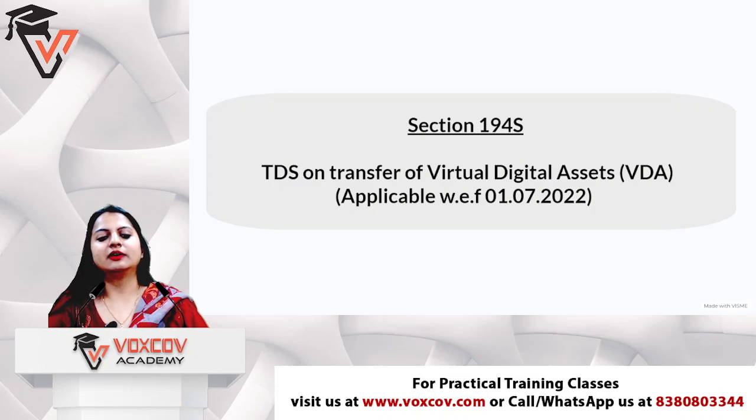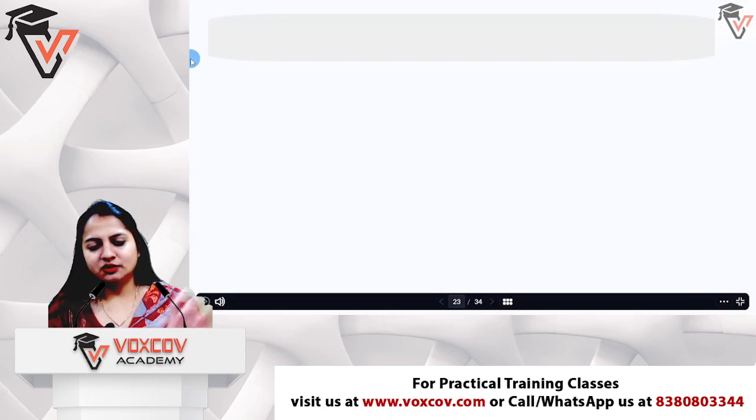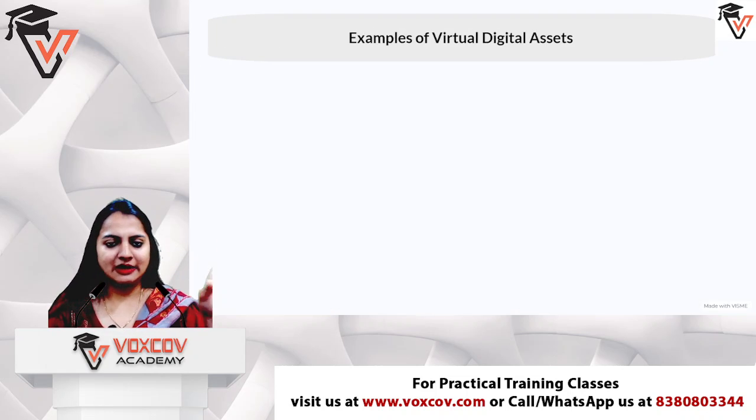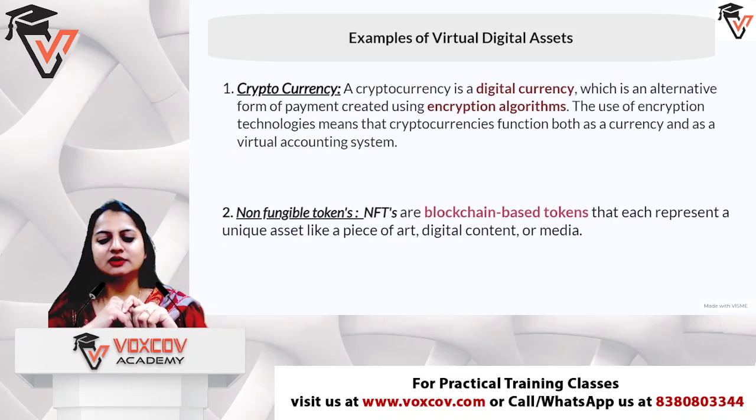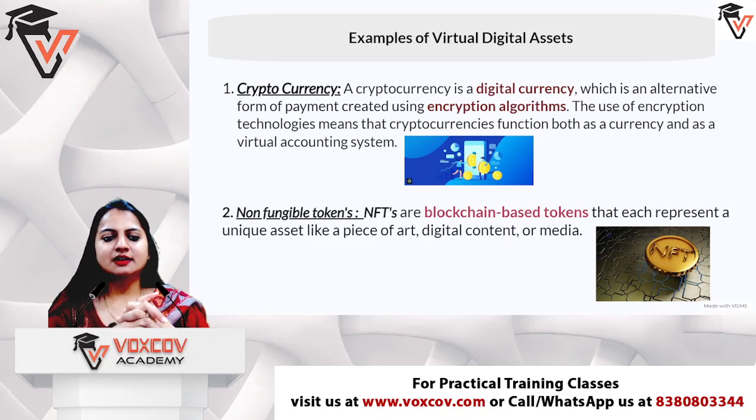If I talk about section 194S, which is again implemented from 1st of July 2022, 194S is TDS on transfer of virtual digital assets. This was a new type of transaction taking place in the market, and the government needed to capture the flow of what is happening in the market. So this section is introduced. There are two types of virtual digital assets. One is cryptocurrency and the other is non-fungible tokens.